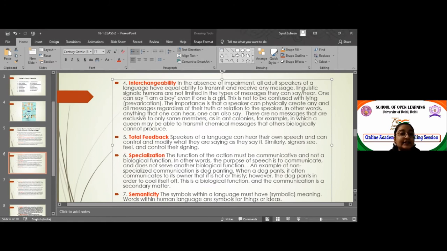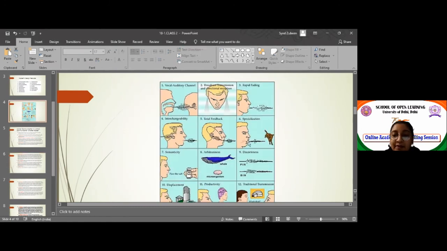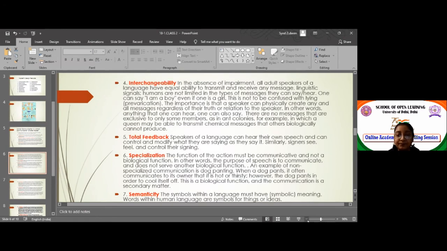All right. And here, let's have a look at the diagram for specialization. Here, he is only using the words to communicate, whereas, for example, you have dogs that are wagging their tail to suggest that they are hungry.